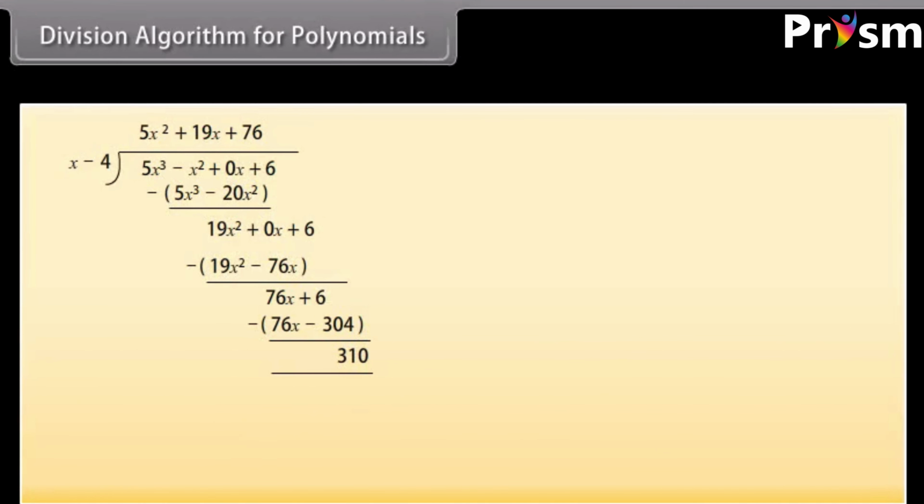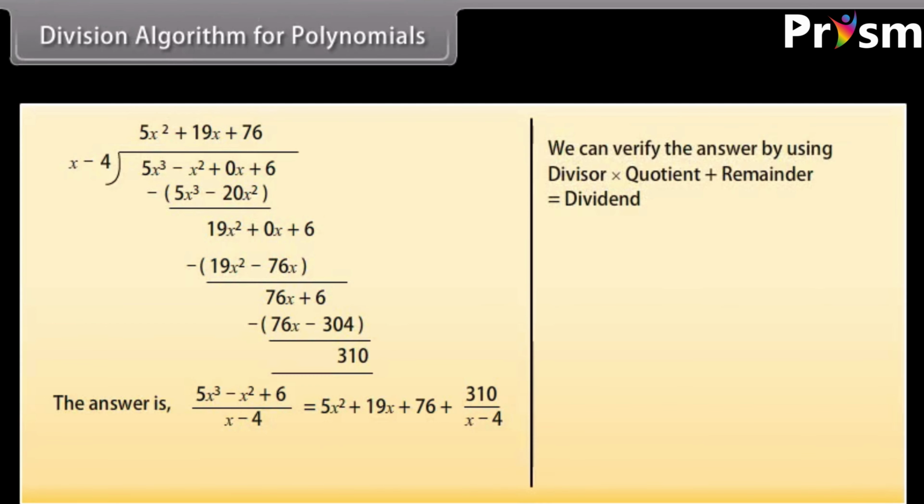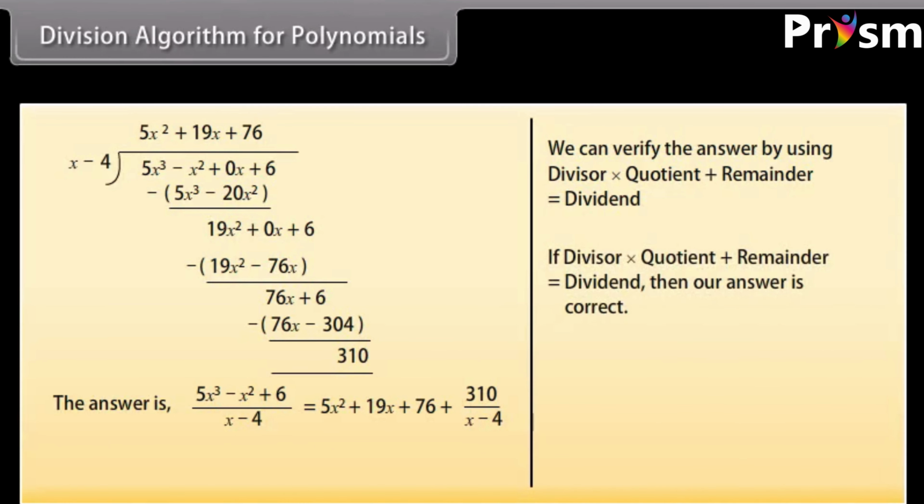Here is the rest of the work for this example. Okay, now that we have got this done, let's remember how we write the actual answer down. The answer is (5x cube minus x square plus 6) upon (x minus 4) is equal to 5x square plus 19x plus 76 plus 310 upon (x minus 4). We can verify the answer by using divisor into quotient plus remainder is equal to dividend. If divisor into quotient plus remainder is equal to dividend, then our answer is correct.